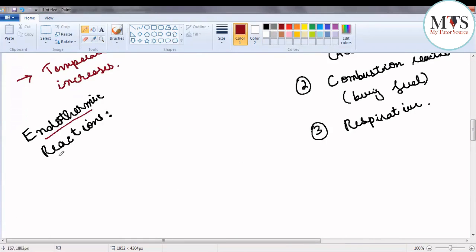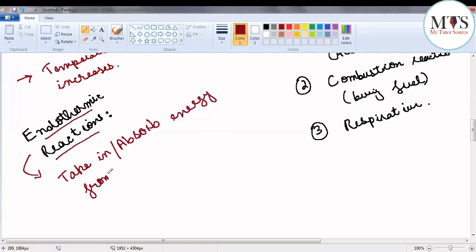All right. So what happens in the endothermic reactions? These are the exact opposite of exothermic reactions, right? That means in endothermic reactions, they're going to take in energy, or you can use the word absorb, right? So they take in or they absorb energy from the surroundings, right? So there are many examples around us, in which there are many reactions that are actually absorbing energy from the surroundings and then taking place.